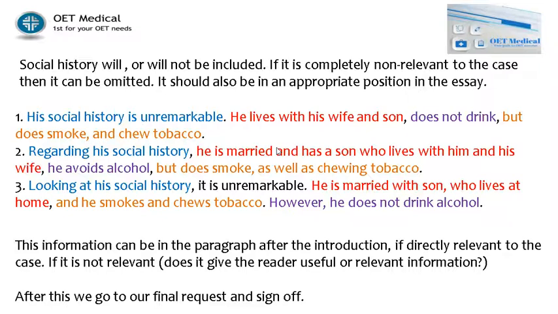His social history is unremarkable. He lives with his wife and son, does not drink, but does smoke and chew tobacco. Regarding his social history, he is married and has a son who lives with him and his wife. He avoids alcohol, but does smoke as well as chewing tobacco. Looking at his social history, it is unremarkable. He is married with a son who lives at home, and he smokes and chews tobacco. However, he does not drink alcohol.